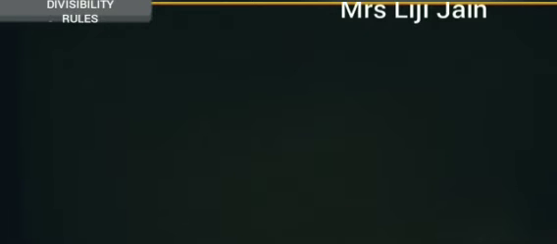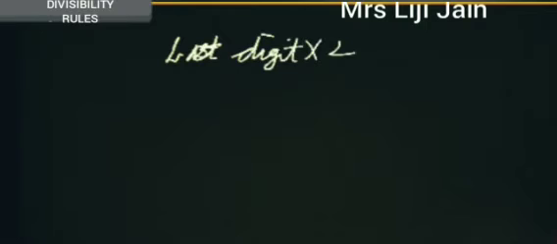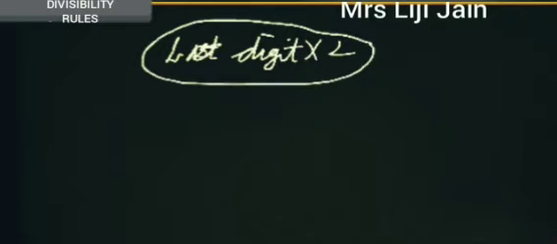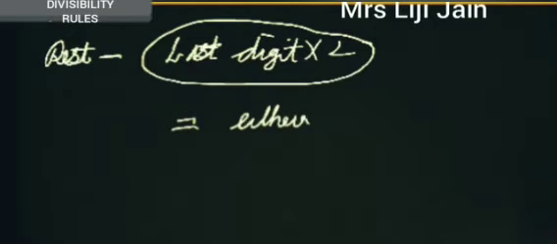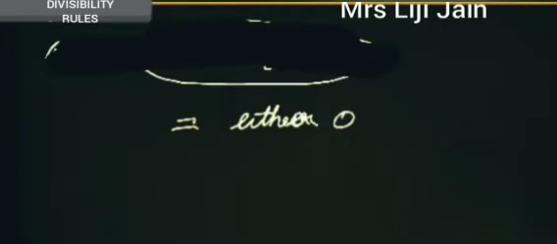Don't write, just listen. In step 1, we have to find out last digit into 2. And this product has to be subtracted from what? Rest of the digits. Rest of the digits minus this product. And if the final answer is either 0 or divisible by 7, we can say that the given number is also divisible by 7. That is the rule of divisibility by 7.